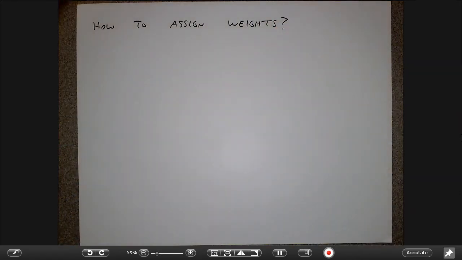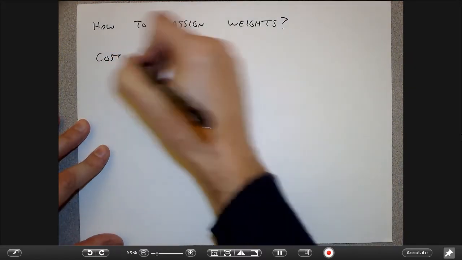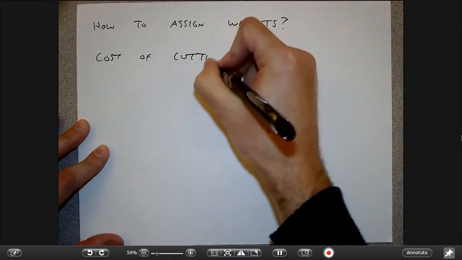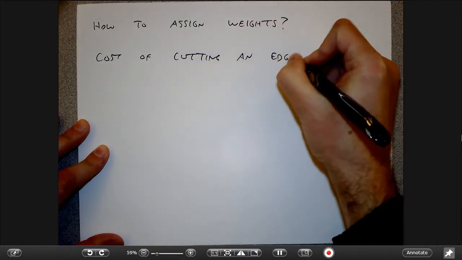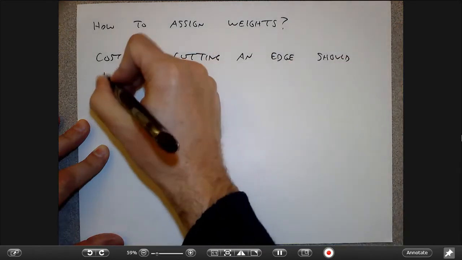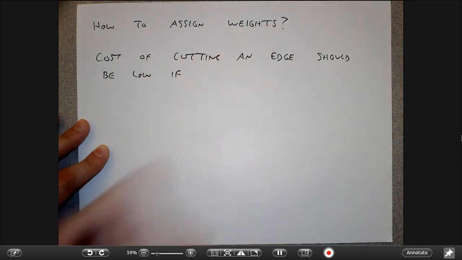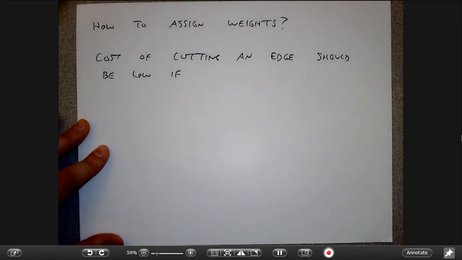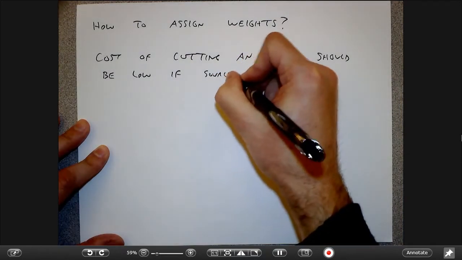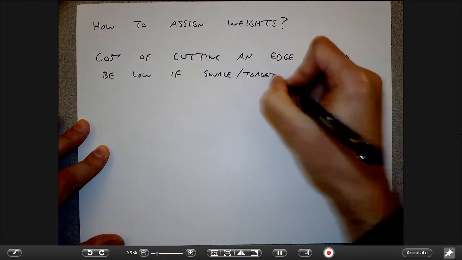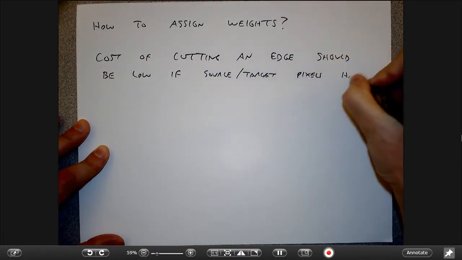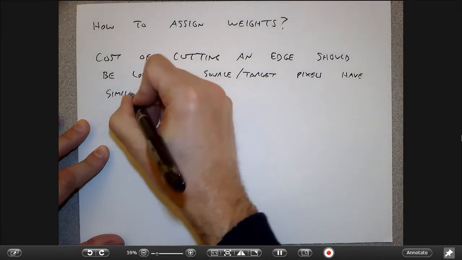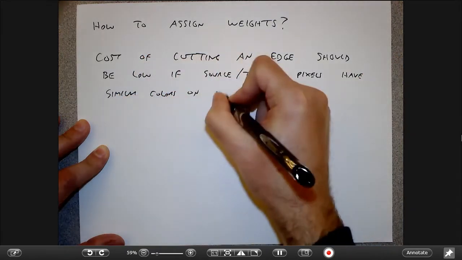So again, basically the idea is that the cost of cutting an edge should be low if the source and target pixels have similar colors on either side of the seam.